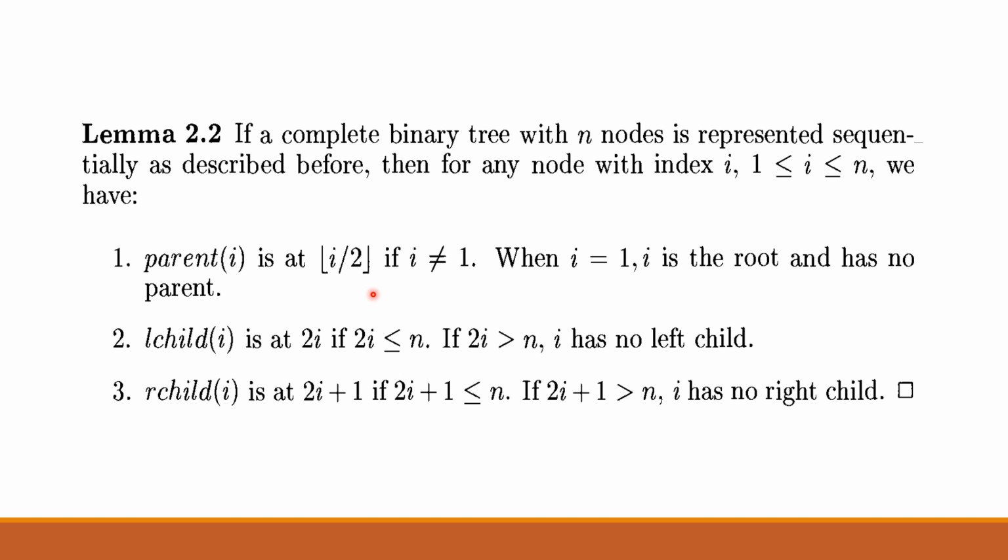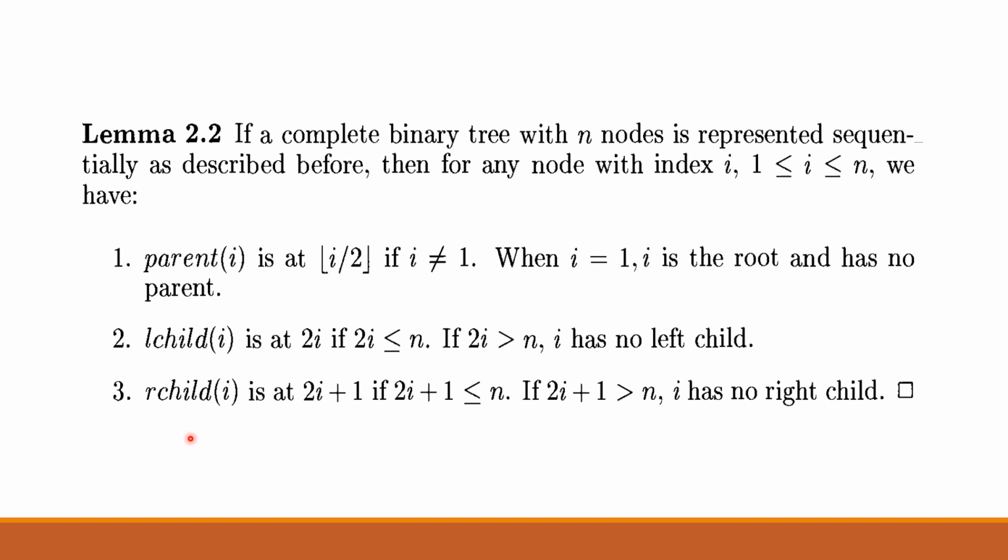Then the second statement: L, the left child node of I, is at 2I, that is level 2, if 2I is less than or equal to n. If 2I is greater than n, I has no left child. So for the root node we check two conditions. If there is a left child node, what condition should we check? If 2I is less than or equal to n, this condition becomes true and it has a left child. If 2I is greater than n, I has no left child. That is the second statement.